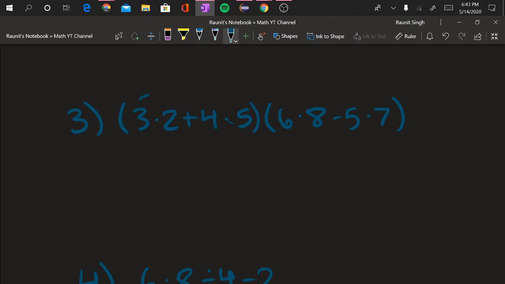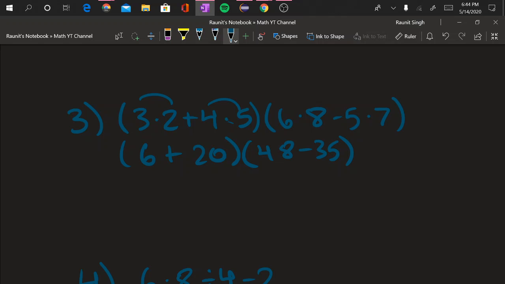So we're going to do 3 times 2, which is 6. Make sure you put the parentheses there. Let me fix that, 6. Okay, and then we're going to put down the plus. Then we're going to do 4 times 5, which is 20. And then we're going to put the next parentheses there. We're going to do 6 times 8, which is 48, minus 35. Oops, forgot to end the parentheses there.